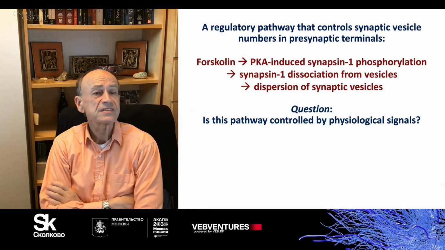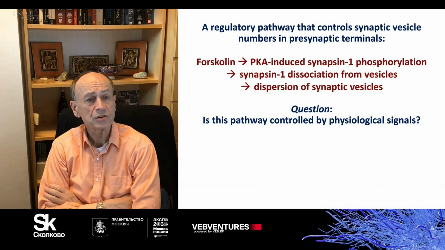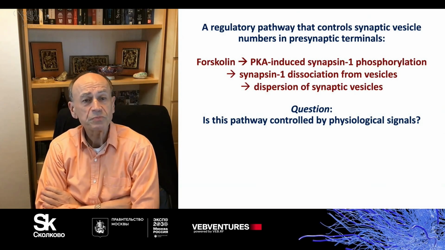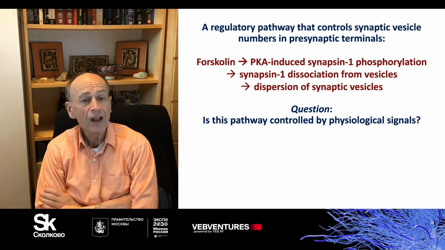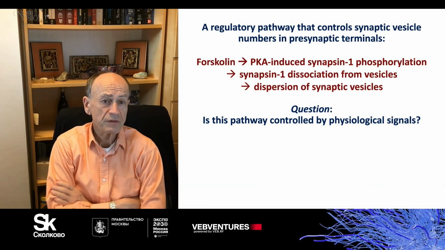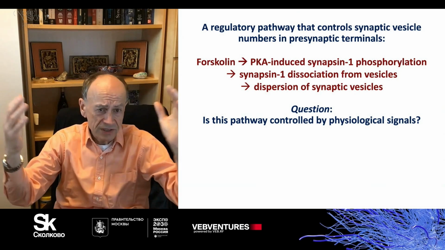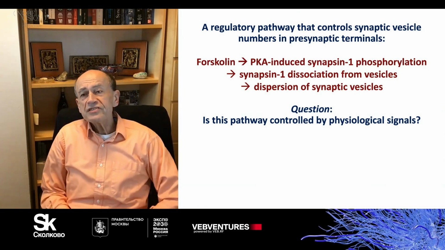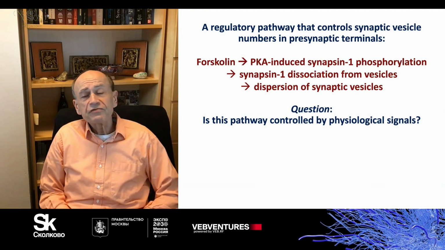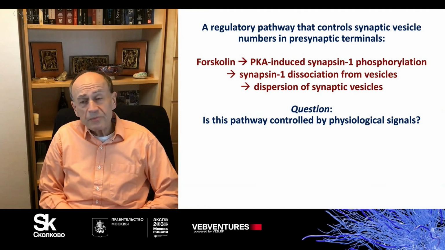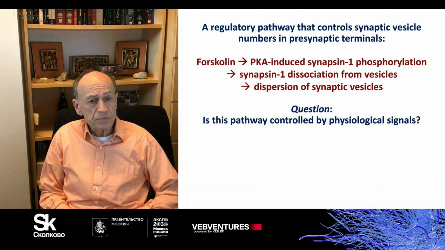And so this reveals a regulatory pathway that controls synaptic vesicle numbers in presynaptic terminals. Forskolin induces PKA-dependent phosphorylation of synapsin 1, which then causes synapsin 1 dissociation from vesicles, which in turn produces dispersion of synaptic vesicles. Now, this is all very nice, I hope you believe it, but it's very artificial. Forskolin is not something that normally happens in the body. In fact, it's highly toxic. You would never want to give that to a person.